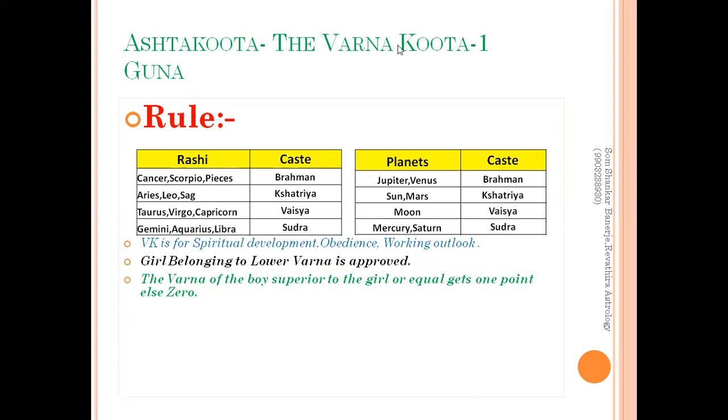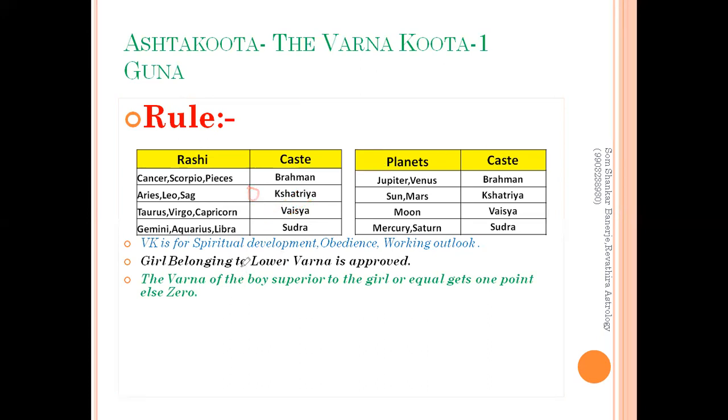So how is the point system given? Imagine the boy is Brahman and the girl is, say, Kshatriya. The boy's caste is higher than the girl's caste, so in Varnakuta you get 1. Or imagine both are Brahmins, or both are Kshatriya, both Vaishya, both Sudra, then also you get 1. But if it is the opposite, like the girl is Brahman and the boy is Kshatriya, you get 0. If the girl is Vaishya and the boy is Shudra, then you get 0.